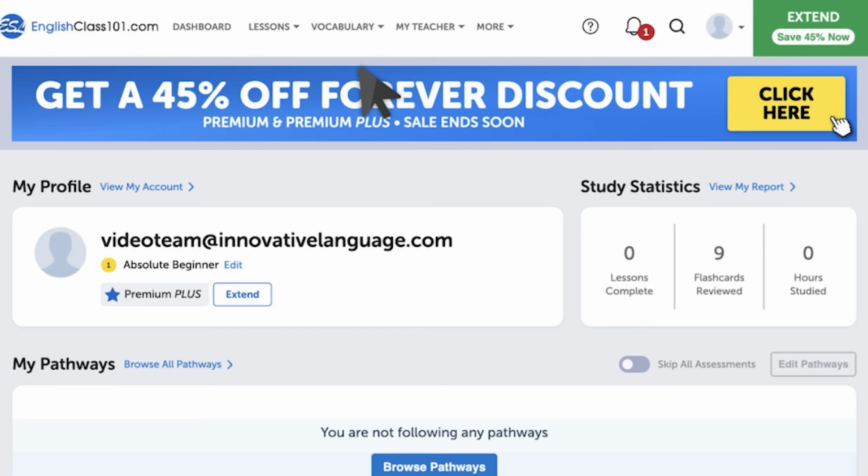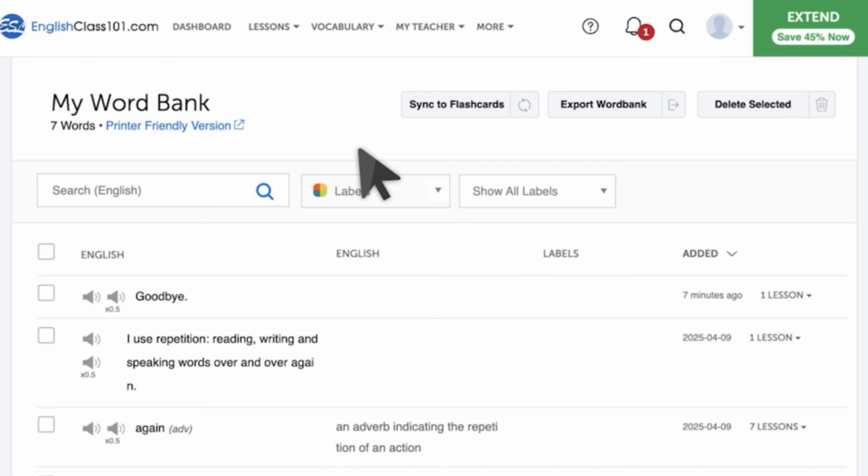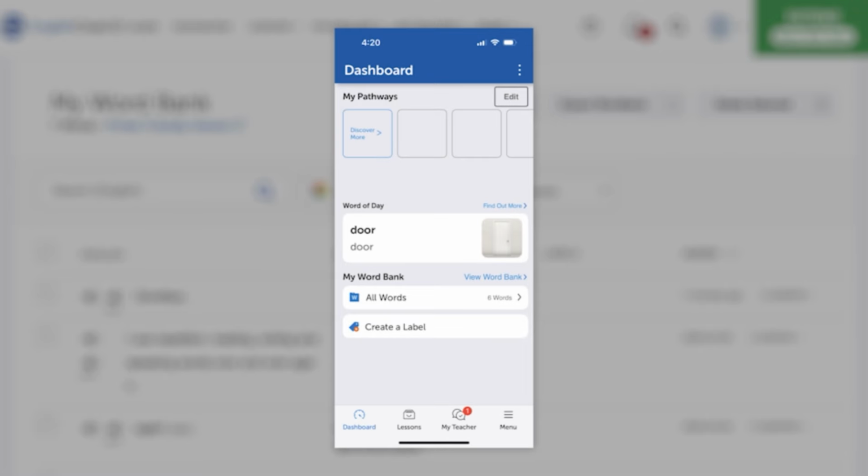So you'll find the word bank in the vocabulary drop-down menu on the site. If you're using the app, it's right there on the dashboard. By the way, if you're not learning with our system, you should still consider getting something similar, where you can save new words for review later.